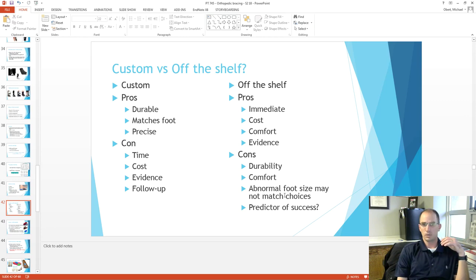A lot of times we'll use, if you look down here, kind of a predictor of success. If it helps with that off-the-shelf one, then chances are that a custom one's going to help also. So it can be kind of a trial thing. If you don't want to spend the money up front, if you don't know if you're going to get any benefit out of it, why not try an off-the-shelf one first, and then we can talk about making some in a few months.